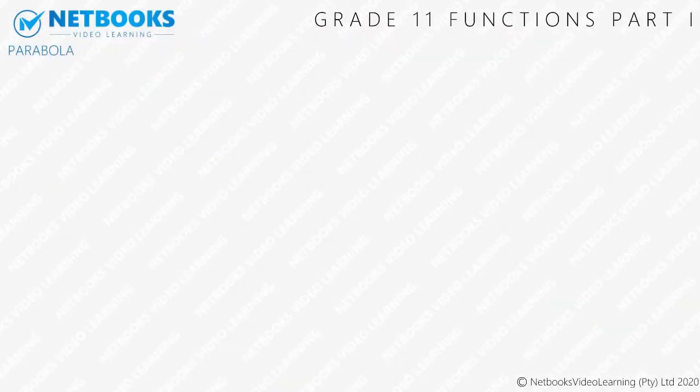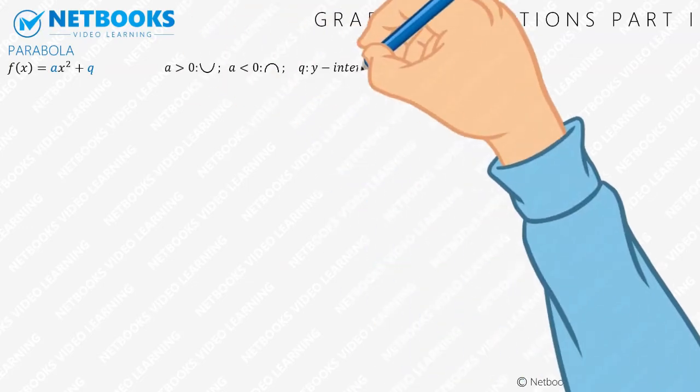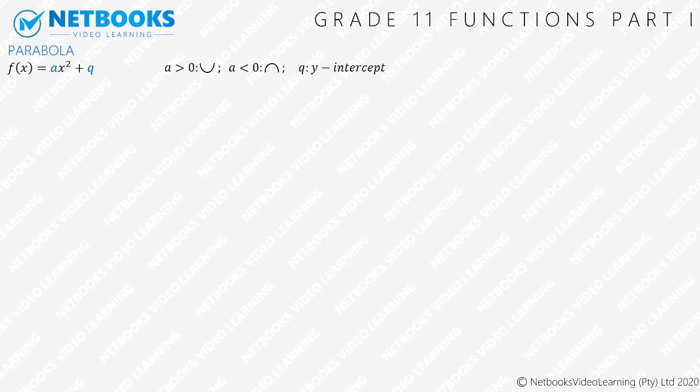Now, let's discuss the parabola. You're already familiar with the basic form of a parabola. Remember, a positive a value gives the parabola a smile, a negative a value gives the parabola a sad face. The q value, in this form, represents the y-intercept. This occurs at the turning point of the parabola.